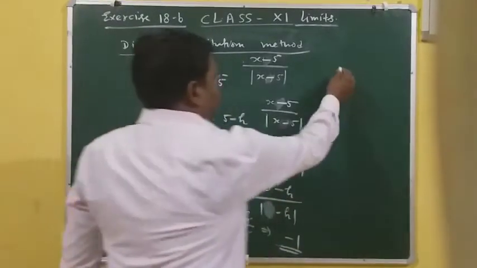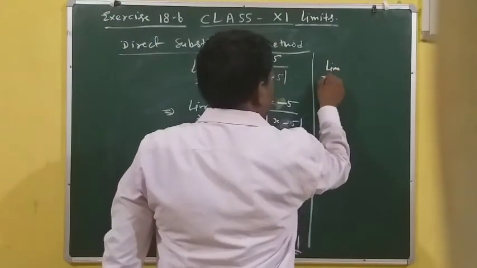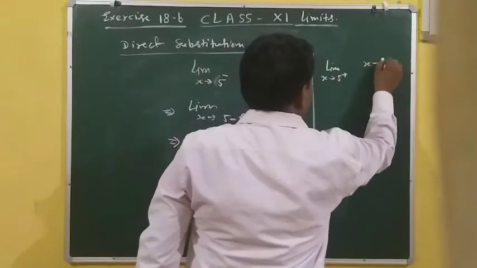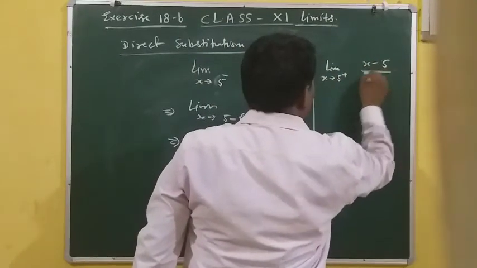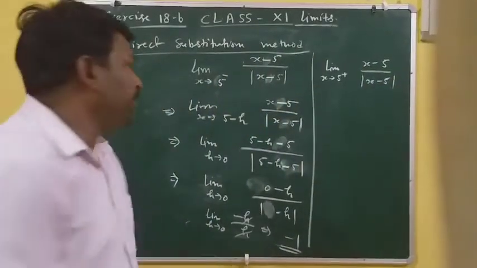And if it is just like limit as x tends to 5 plus of (x minus 5) upon mod (x minus 5), then what will be your answer? How will you solve it? Simple.